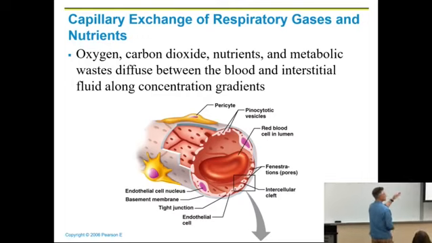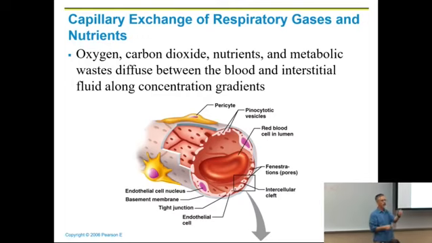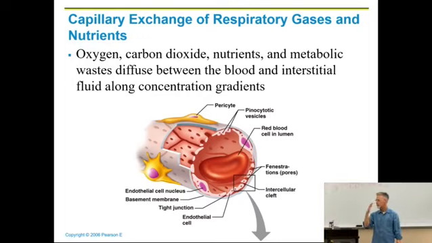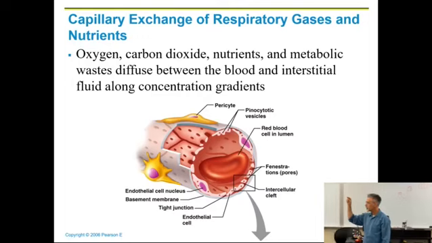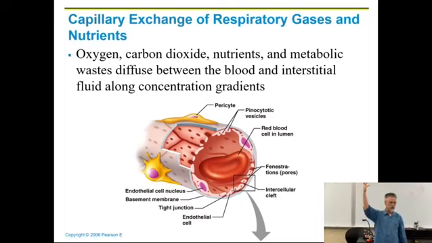Well, for many of these things, like oxygen, like carbon dioxide, like nutrients, stuff like that, it's all about gradients. It's all about where is it high and where is it low, and it's going to diffuse from wherever it's high to wherever it's low. So think about it, right? Arteries and arterioles, do they have high oxygen or low oxygen? High in the systemic circuit, that's why it's red, right?